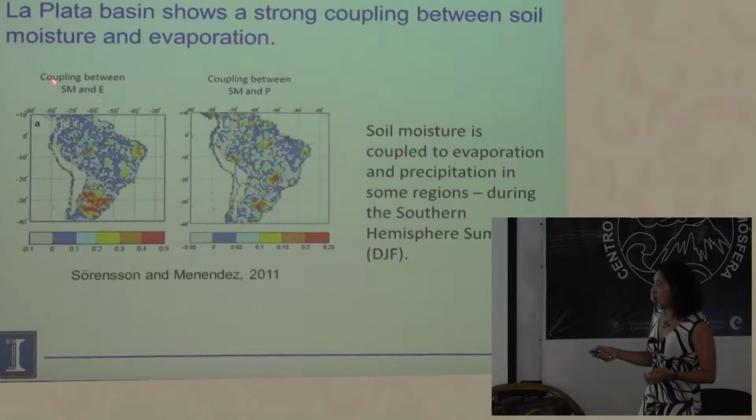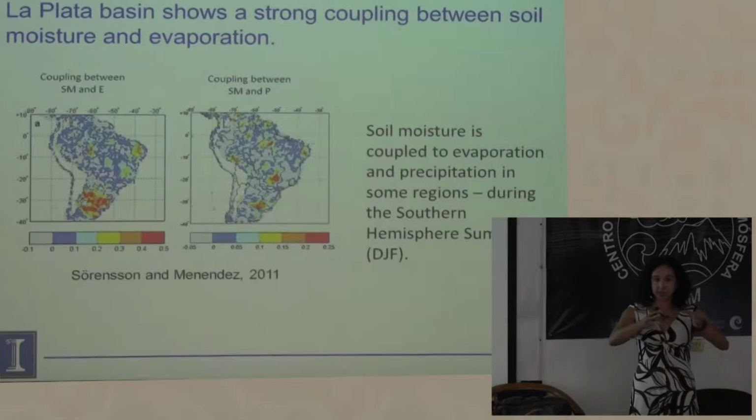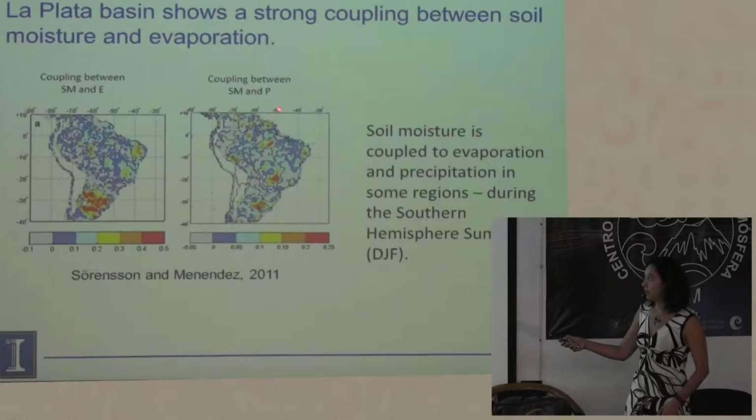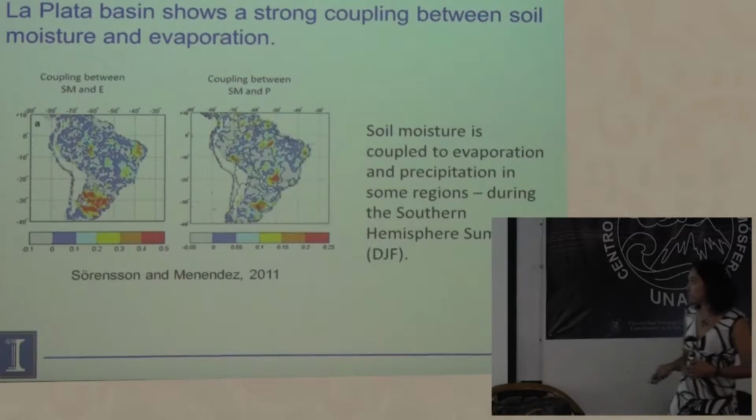So basically, what Sorensen and Menendez did in 2011 was that they did the same Koster experiments that I told you for June, July, August. So they did them for the Southern Hemisphere summer, December, January, February. Okay, so this is the time when you have strong coupling between the soil moisture and evaporation over this broad region in La Plata. And then they also calculated the coupling strength between soil moisture and precipitation. And they found these kind of small but some hot spot regions where they see that soil moisture seems to be controlling precipitation to some sense.